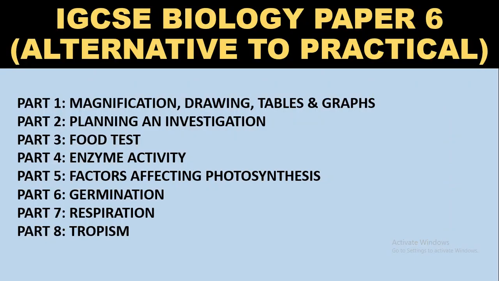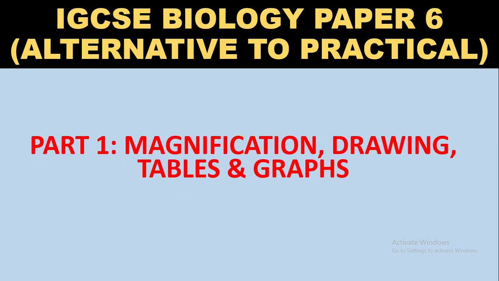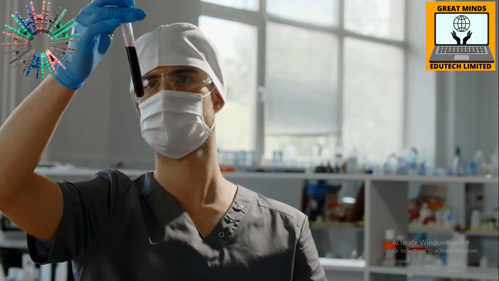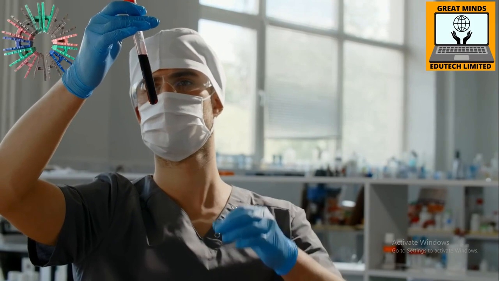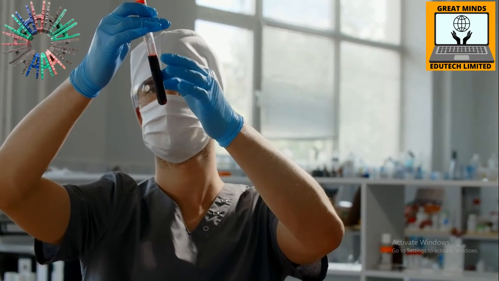Alright class, good day. We will be looking at IGCSE Biology Paper 6, Alternative to Practical. These are in 8 parts. We are going to be starting with part 1 today. We are going to learn about magnification, drawing, tables and graphs. We are also going to learn about some rules that are involved in carrying out all these tasks. So follow me, join me as we proceed to learn.